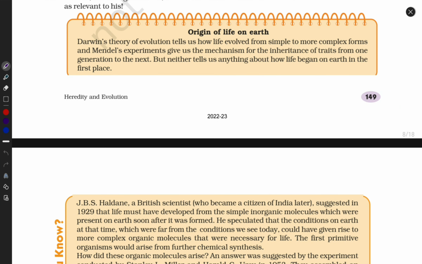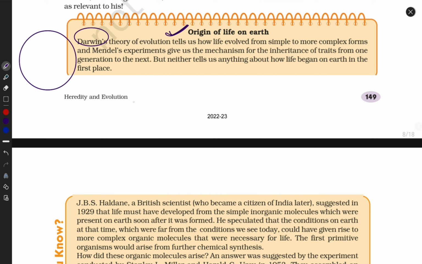Now, today we are going to study the origin of life. Many scientists have given their theories about how life originated on Earth. This is Earth. How did the first life originate? Darwin also gave his theory about the origin of life.